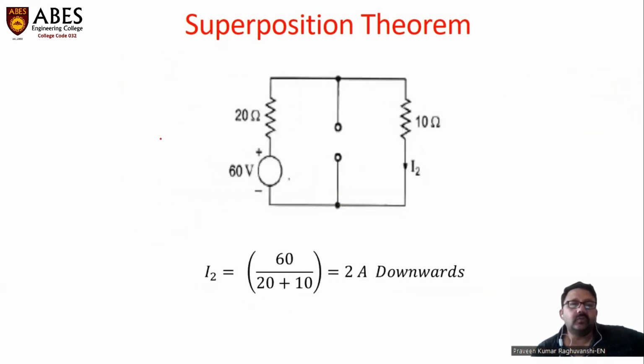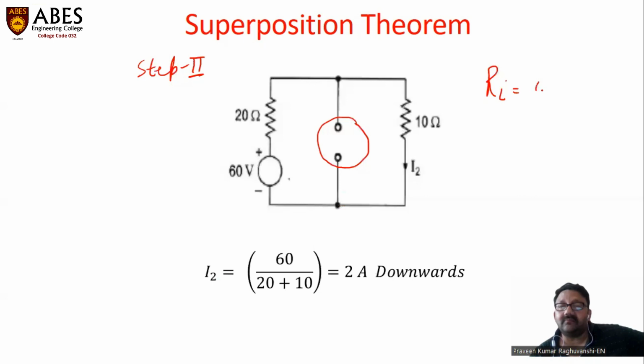Now moving to the next, this is step 2. In step 2, we are considering the battery. The 60-volt source is considered, and while considering the 60-volt source, the current source is replaced by its internal resistance. We can clearly see that these two terminals are open circuited because the internal resistance of a current source is infinite, and due to infinite resistance, this branch is kept open. Now, as the middle branch is open circuited, we have a single loop present in the circuit, and from this we can easily calculate the current in the 10 ohm.